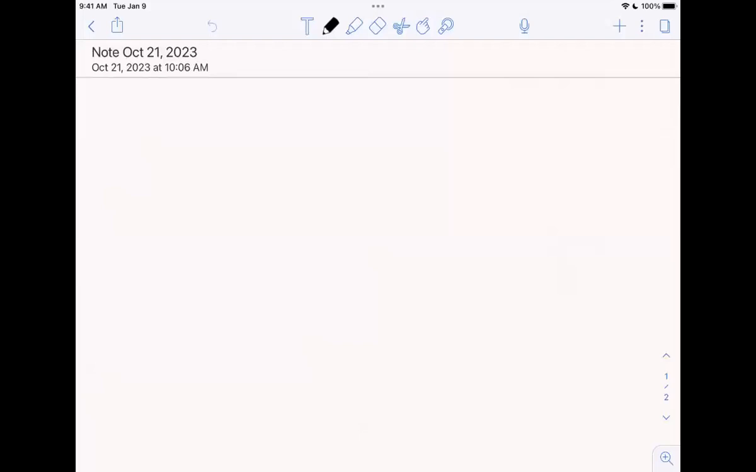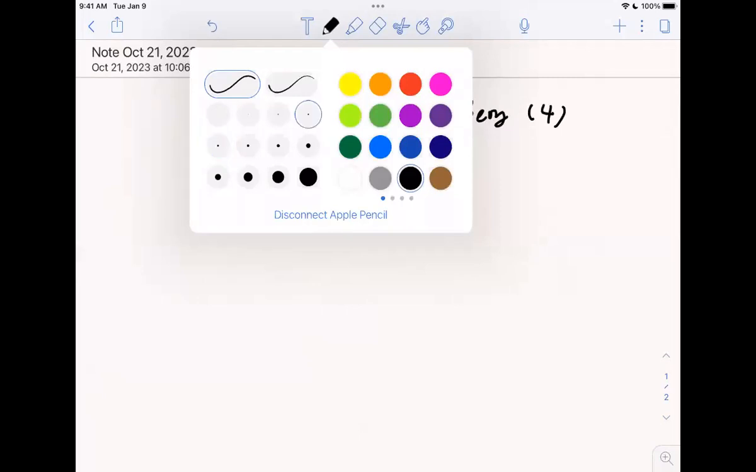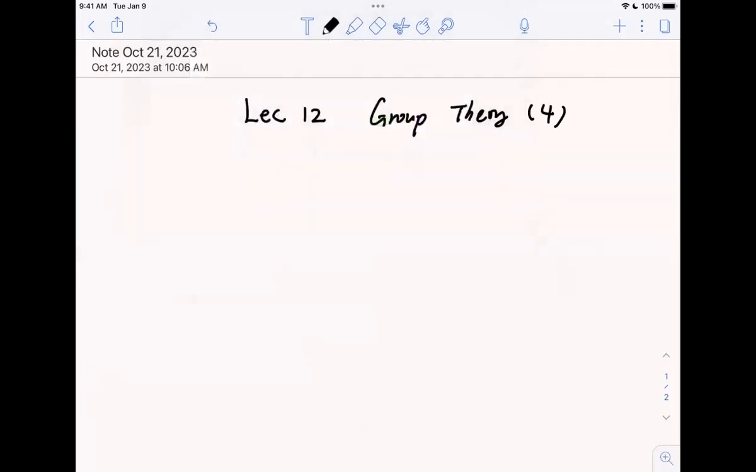Okay, good morning, everyone. So we come to lecture 12 today. We're still on group theory. I think this is the fourth group theory lecture.